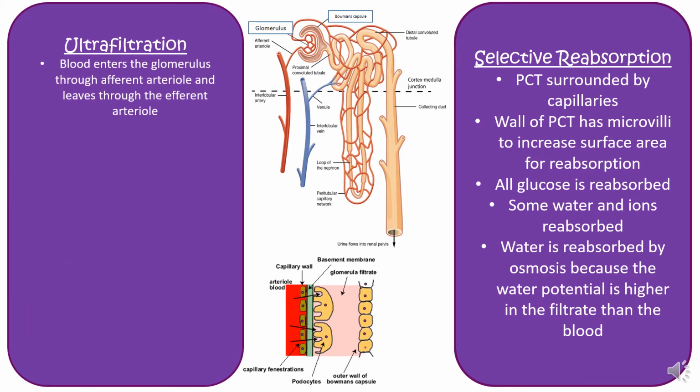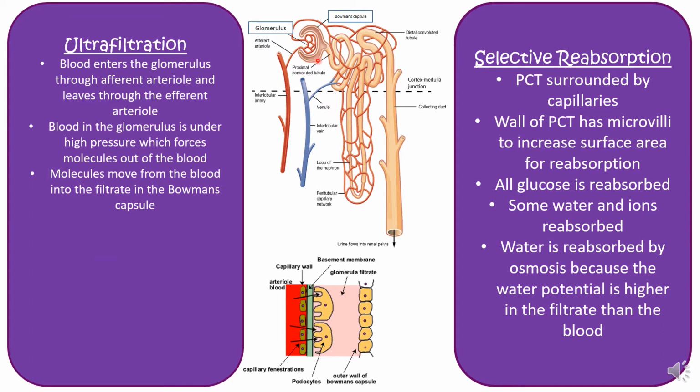So ultrafiltration occurs in the glomerulus and the Bowman's capsule. We said that the blood enters through the afferent arteriole and leaves through the efferent arteriole and flows through this mesh of capillaries. The blood within these capillaries is under really high pressure, so it means that the components of the blood can be squeezed out, and when they're squeezed out, they're squeezed into the Bowman's capsule. So there's really high pressure within these capillaries, and it squeezes the molecules into the fluid in the Bowman's capsule, which we refer to as the filtrate.